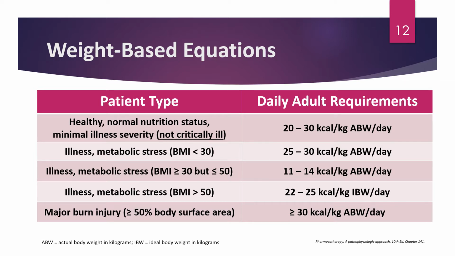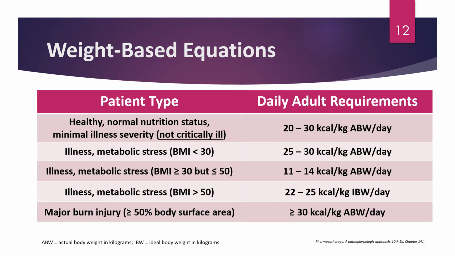The next three rows actually apply to patients who are in the intensive care unit or ICU, also known as critical care. So if you have a patient who is metabolically stressed so much in the critical care unit, and their BMI is less than 30, they will get 25 to 30 kilocalories per kilo as their adult requirement, actual body weight per day.